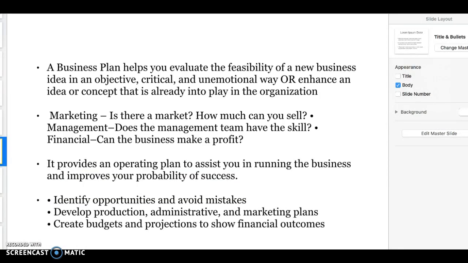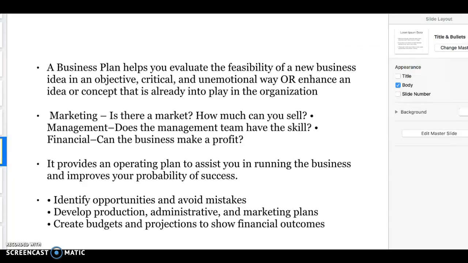So basically, what this business plan does is help you evaluate whether or not a new business is feasible. Could an idea work, in a very objective, critical, and very important, unemotional way? This can come from a good perspective, or it can enhance an idea or concept that's already in play. So when you're crafting your own business plans for this week, you can take on both perspectives: tackle a new idea or enhance an existing one. You're most welcome to make up your own type of business or nonprofit or organization as well if you feel like you want to take that challenge.